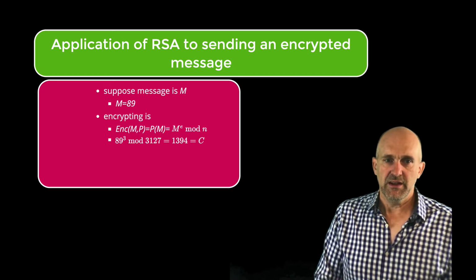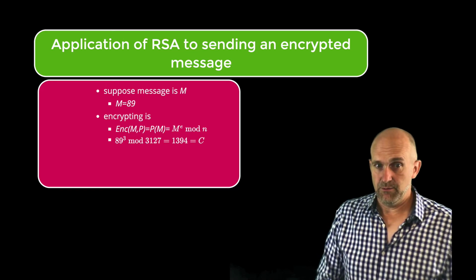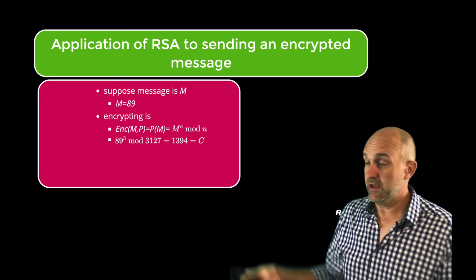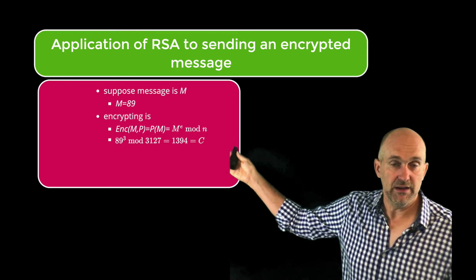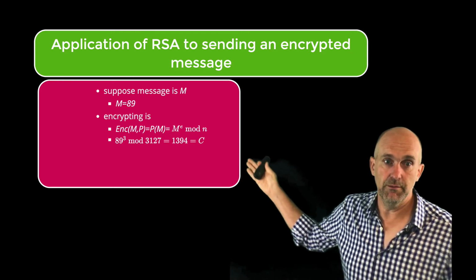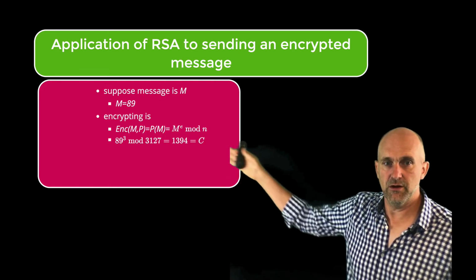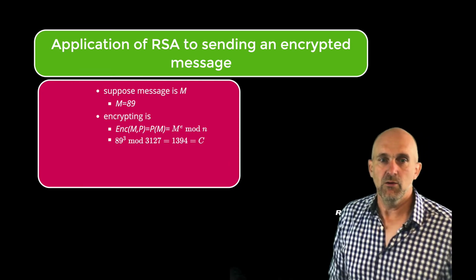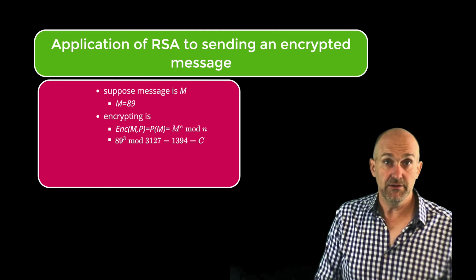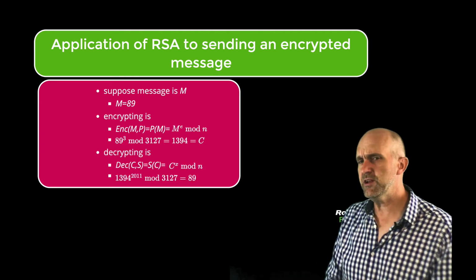The encryption that we do, as I said, is we take the number m and take it to the power e, and then take the modulo of the number n that we also give people. So in this particular case, the cipher number of 89 will be 1394. So now how do we decrypt this?